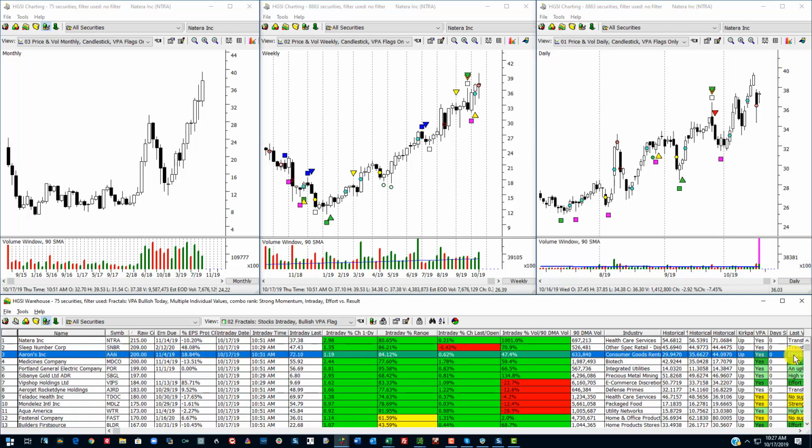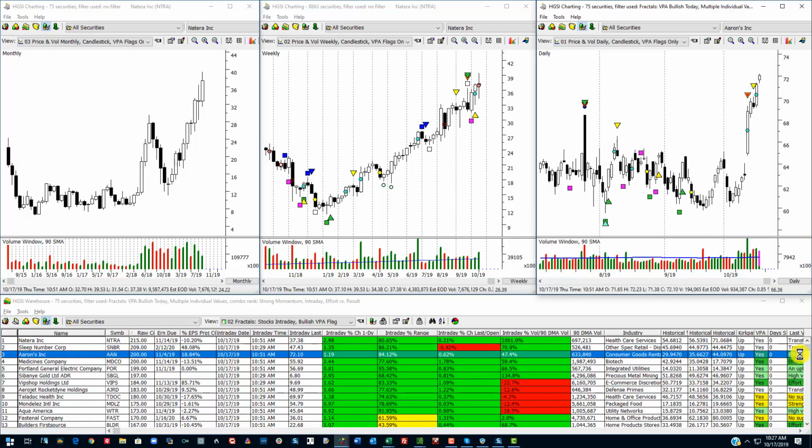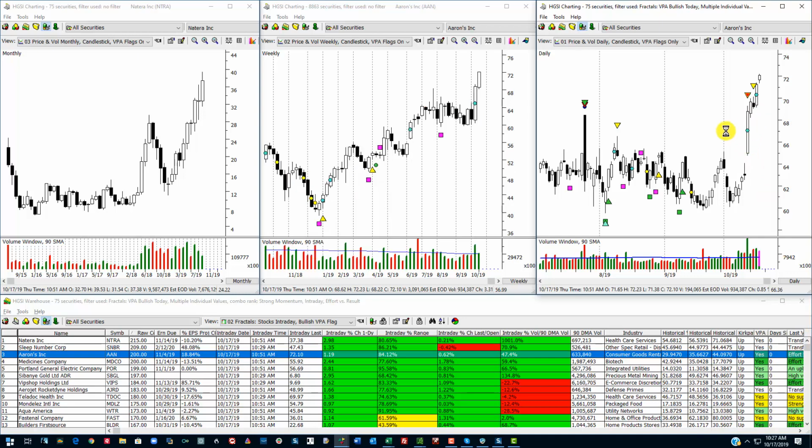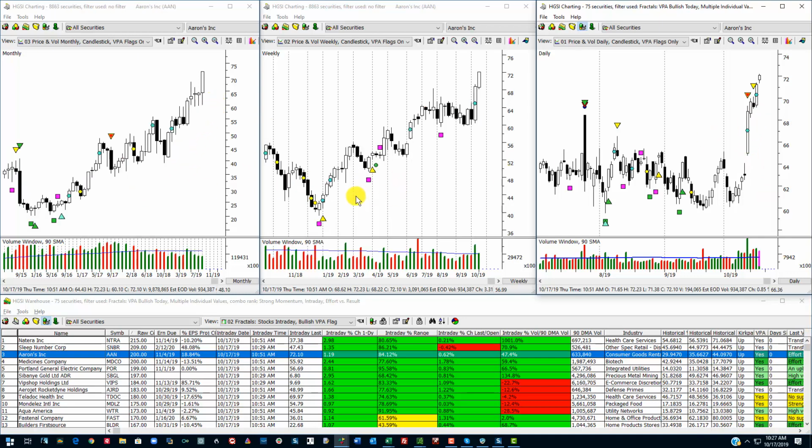And here's an effort to rise on Aaron's. Let's take a look at Aaron's. Strong monthly, strong weekly, and strong daily. And you can see that this stock is moving up again today after an effort to rise. There was a huge effort to rise candle with extremely heavy volume. It didn't pause very long.